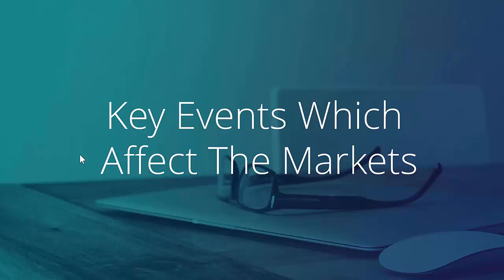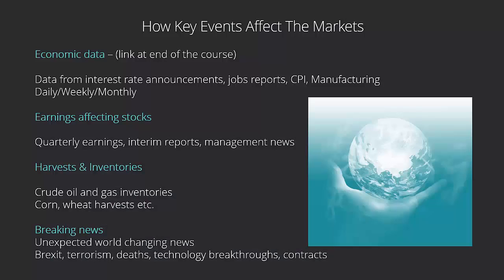So we've got a lot of events which affect the markets. We have economic data that is scheduled. We have companies releasing earnings. We have harvests, inventories, breaking news. Let's have a look at each one.